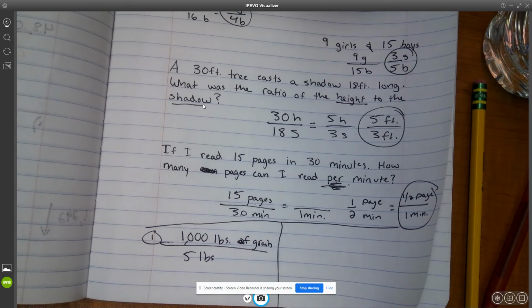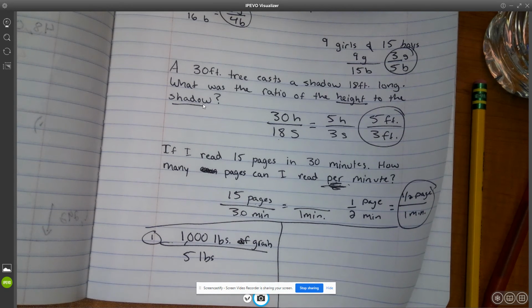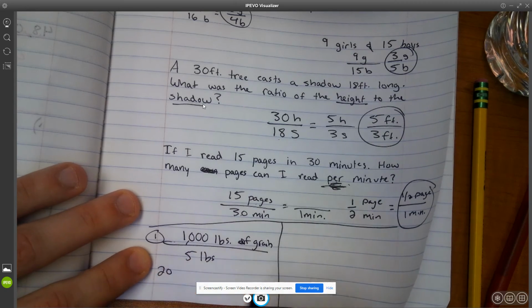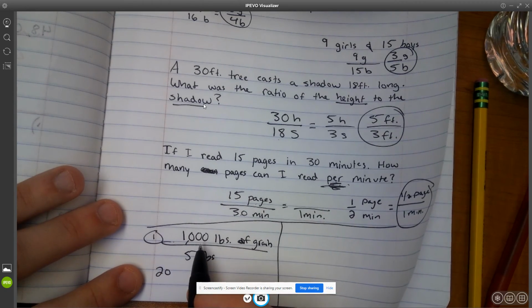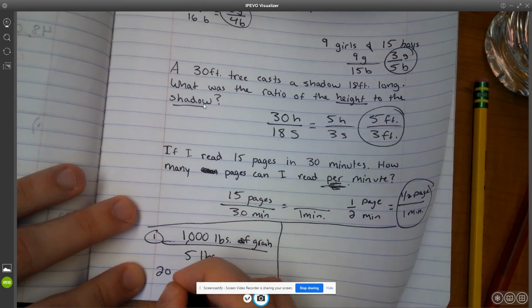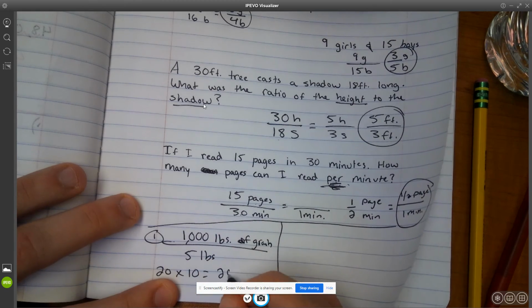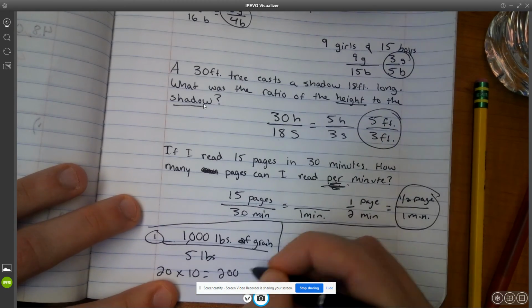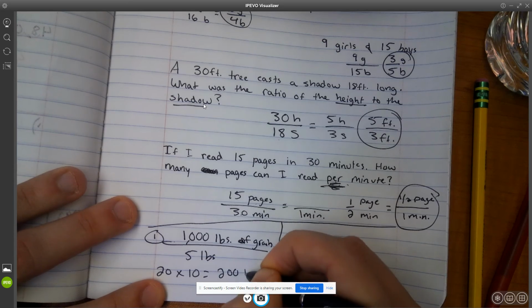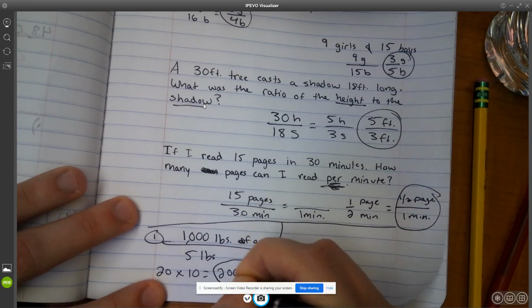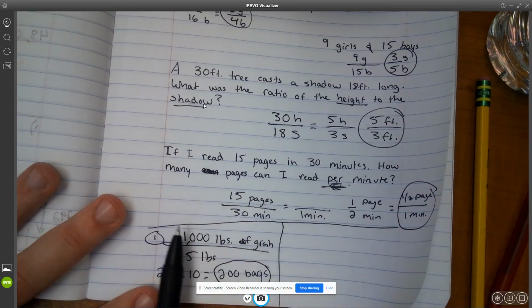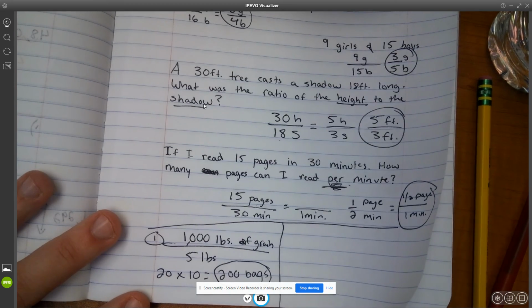So we can kind of picture a bunch of little bags. Well, I'm just going to kind of do this one in my head. I know 5 can go into 100 20 times, 5 times 20. And so if there's 20 in 100, well, I know there's 10 100s in 1,000. So that would be 20 times 10, which would be 200 bags. If I was not sure on that, I would have to do 1,000 divided by 5, which also equals 200 bags.